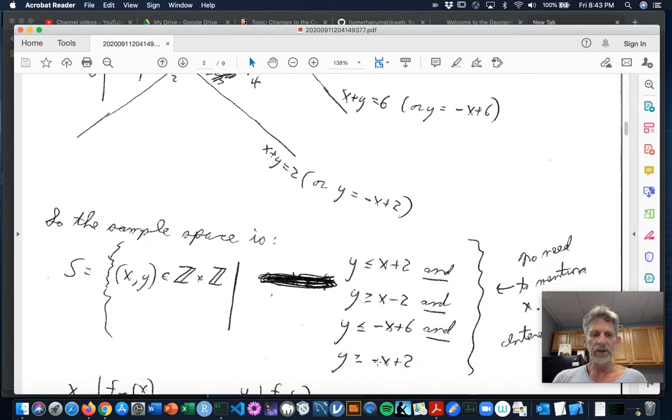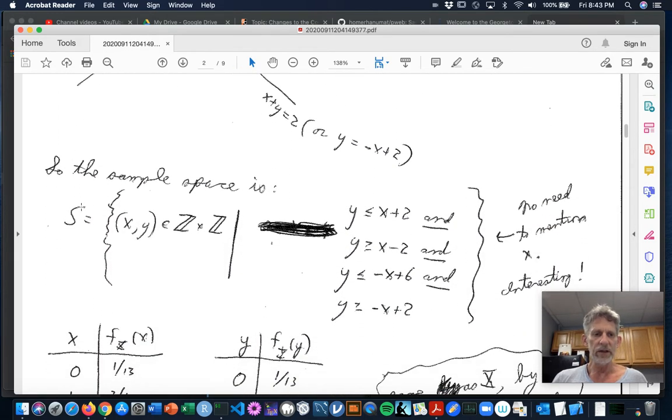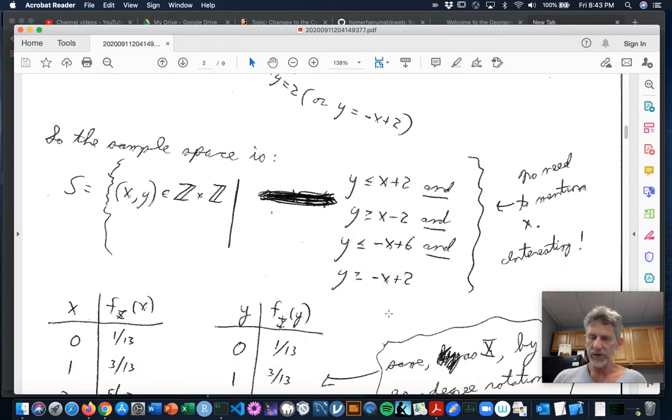So the sample space can be written as the set of all x, y in the integers cross the integers, such that y is less than each of the top bounds and bigger than or equal to each of the bottom bounds. So those 4 things all have to hold together. Once you've done that, you don't actually have to make any explicit restrictions on the x's. The x values are already determined by these relationships between the y and the x values. Okay, so that was the challenging part of this problem.